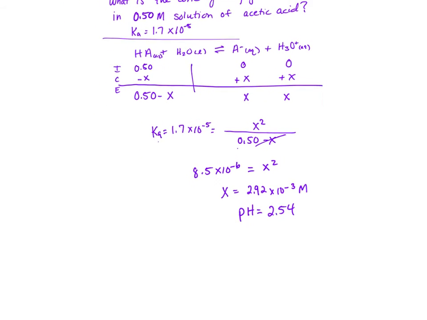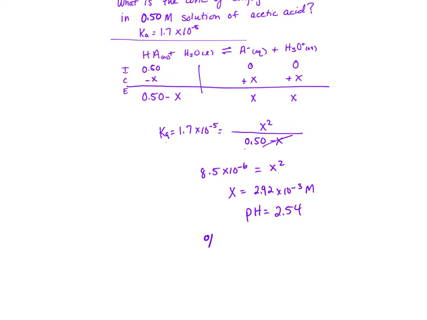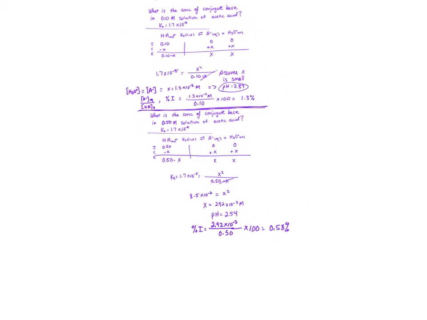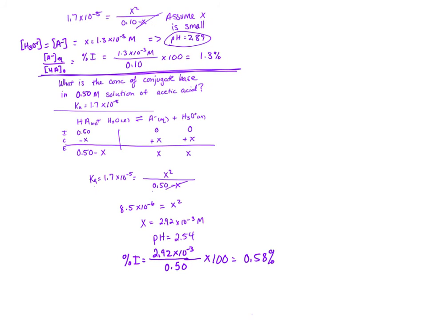And we can calculate the percent ionization here as well. So we're going to take the 2.92 times 10 to the minus 3 divided by 0.5, times 100, and we will get 0.58%. So you can see that the percent ionization has decreased, so we can do a little comparison here.